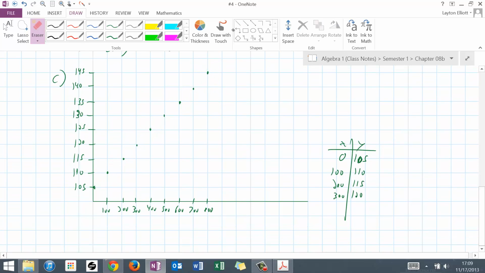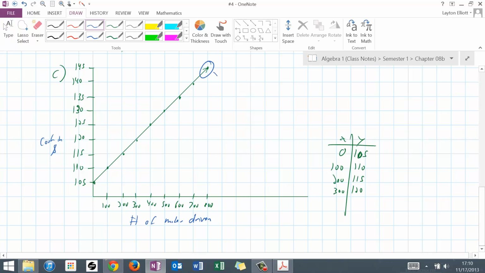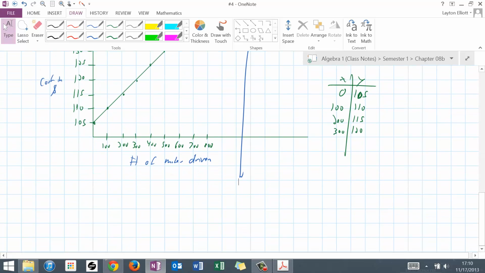If you notice, I did forget to label my axes, so we're going to do that right now. This is number of miles driven, and this is cost in dollars. Another way to answer question C, because it says this is the point we want, 800, 145, which means that it costs $145 to go 800 miles.